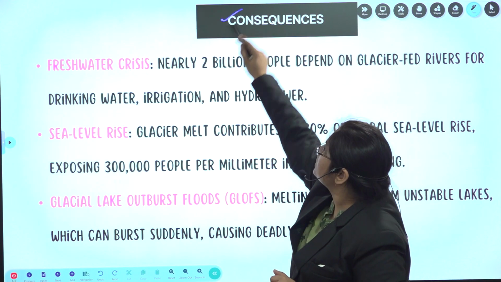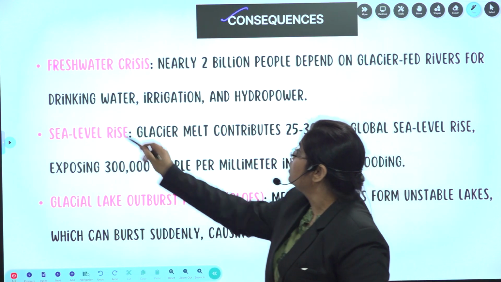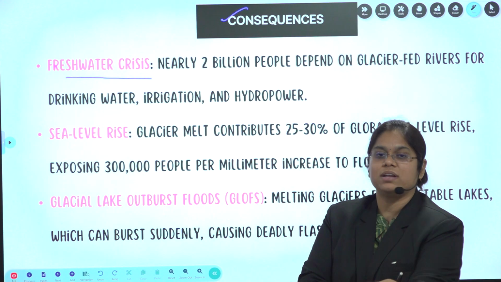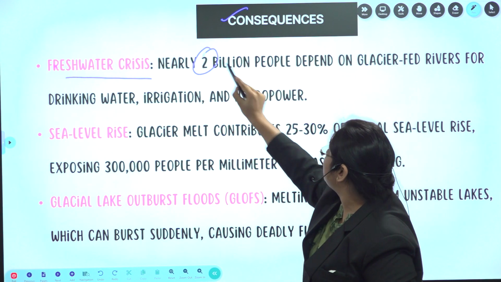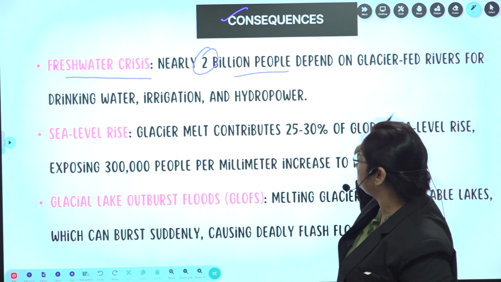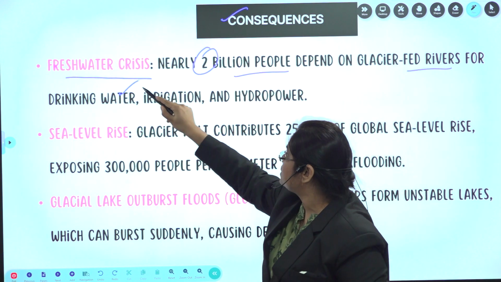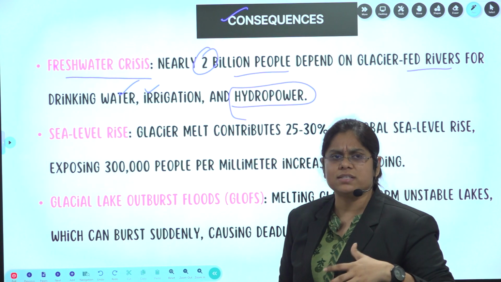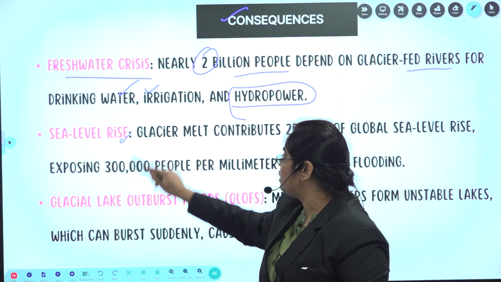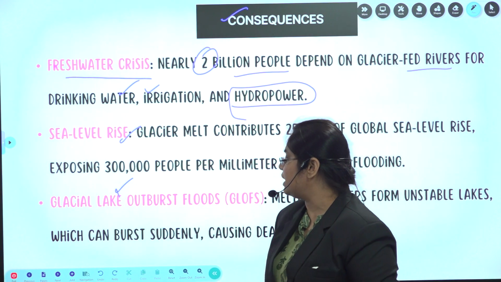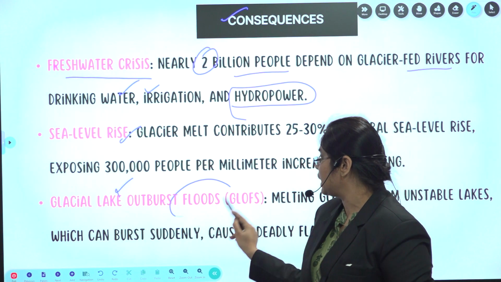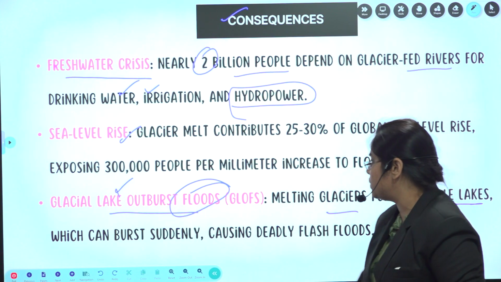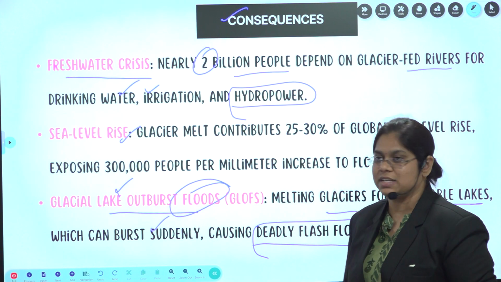Now, what are the consequences of this glacier melting? Basically, a fresh water crisis, right? You can see in summers you are having a water crisis. Nearly 2 billion people depend on the glaciers, which feed rivers, for drinking water, irrigation and also hydropower. And also there will be sea level rise, right? If glaciers are melting, that will lead to sea level rise. And also glacial lake outburst floods will occur. Melting of glaciers forms unstable lakes which can burst suddenly, causing deadly flash floods, right?